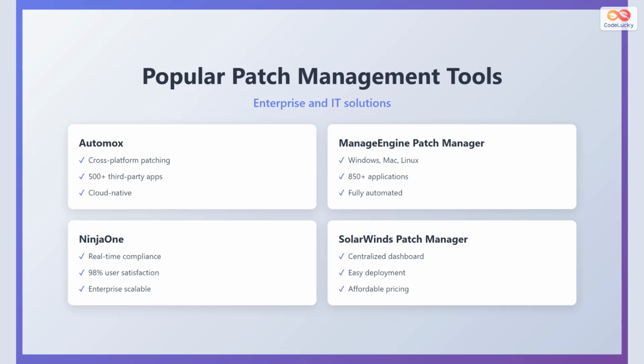Several enterprise solutions excel at patch management. Automox provides cross-platform patching with support for 500-plus third-party applications and uses cloud-native architecture. ManageEngine Patch Manager works across Windows, Mac, and Linux systems, supporting 850-plus applications with full automation. NinjaOne delivers real-time compliance tracking with 98% user satisfaction and enterprise scalability. SolarWinds Patch Manager offers a centralized dashboard for easy monitoring, simple deployment processes, and affordable pricing for organizations of all sizes. Each tool has specific strengths depending on your environment and needs.